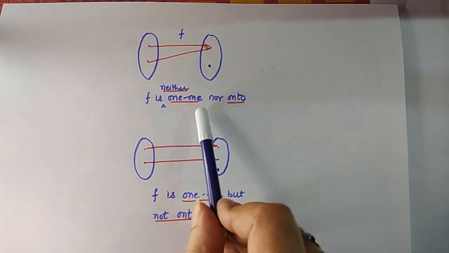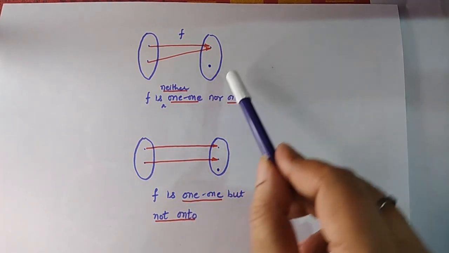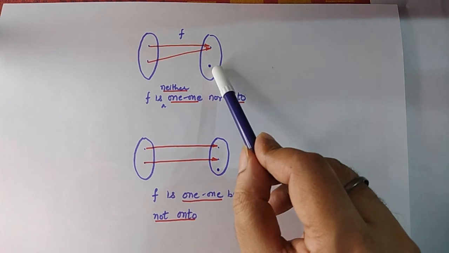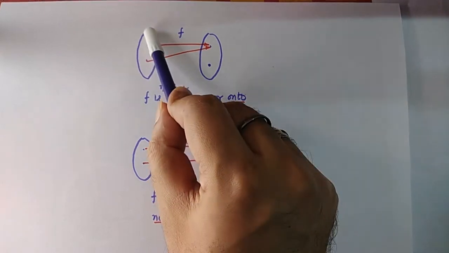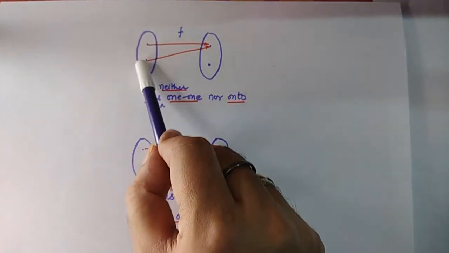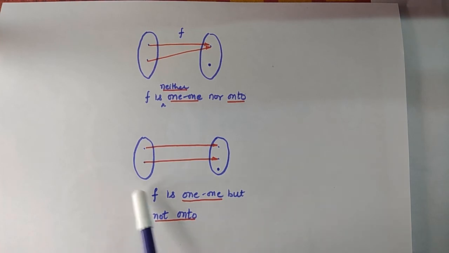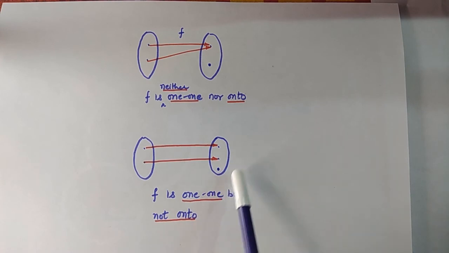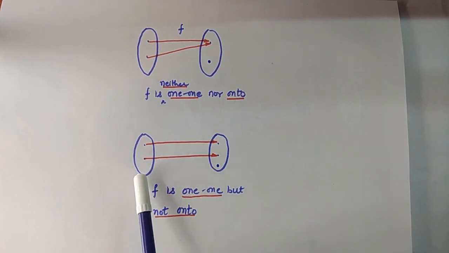This is an example where the function f is neither 1-1 nor onto. It's not onto because there is a point in the codomain set, namely this point, which is not the image of any point in the domain. And also these 2 points have a common image, which is this point. Therefore, this function is also not 1-1. The last example is that of a function which is 1-1 but not onto because of obvious reasons. This is a point in the codomain which is not the image of any point in the domain A.